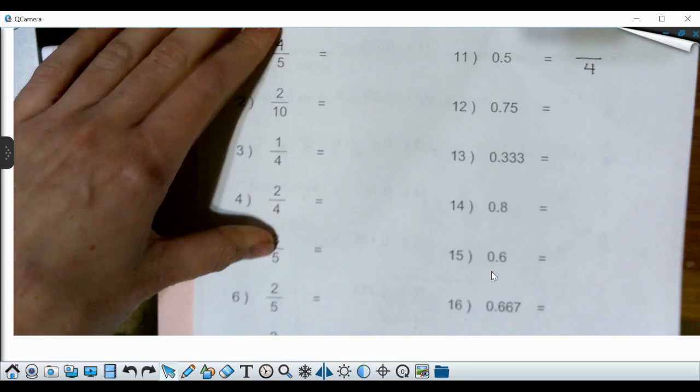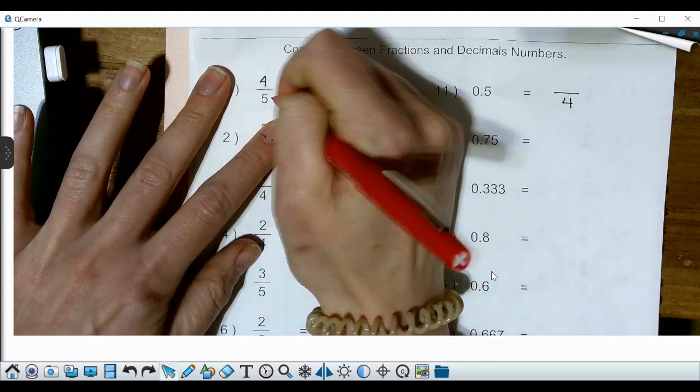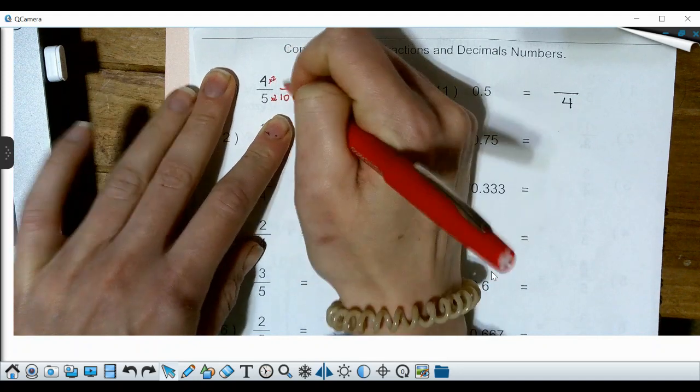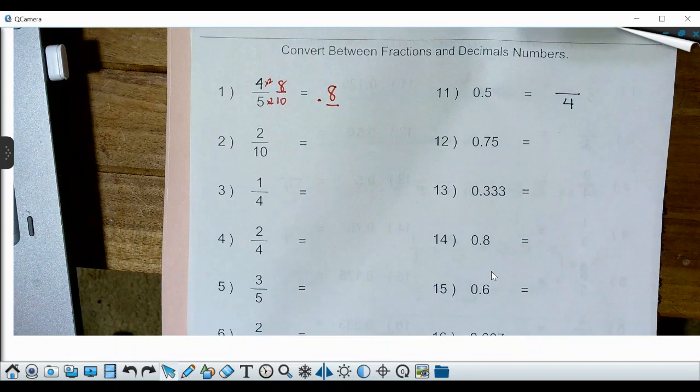All right, this back page, you can do a couple of things. 1, you can use your notes from yesterday. 2, you can convert these. So let's multiply top and bottom by 2 here, top and bottom by 2, 8 tenths. So I've got 8 tenths. I also have this in my notes from yesterday.